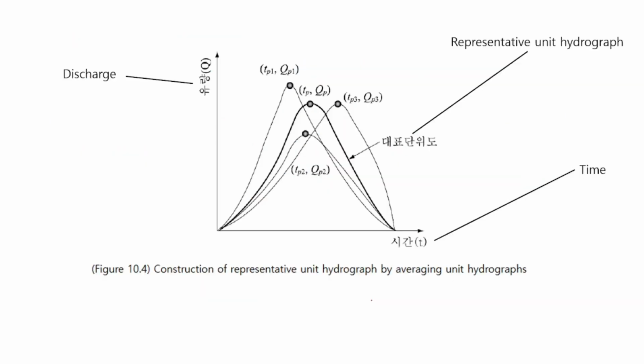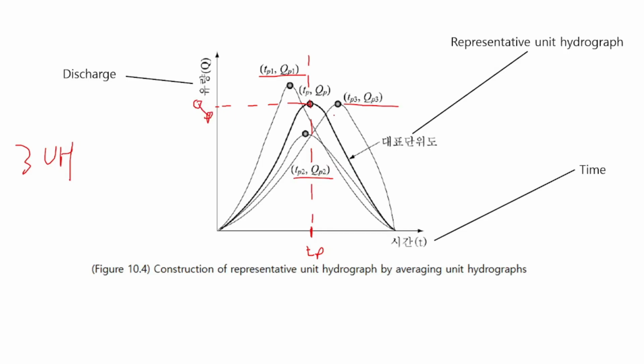So here we have drawn 3 unit hydrographs. We have T sub P 1, Q sub P 1, and then the second one and the third one. T sub P is time to peak, and Q sub P is the actual peak discharge.